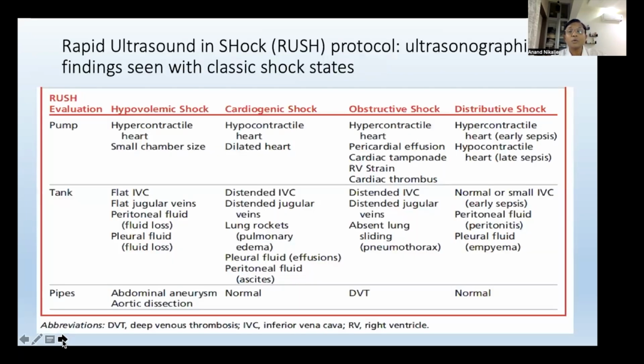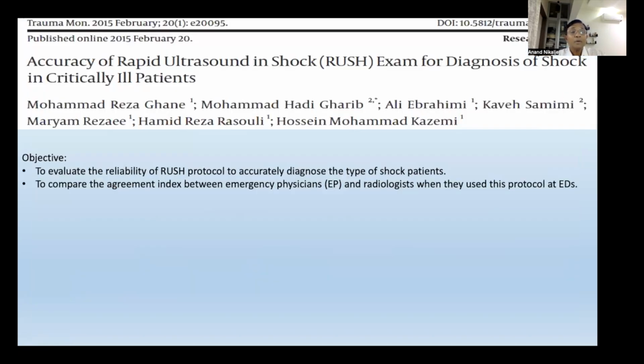So this RUSH protocol looks at the pump, whether it is a hypercontractile or hypocontractile heart; the tank, where we look at the IVC; and the pipes, where we look at an aneurysm or a DVT. And we can categorize the shock as hypovolemic, cardiogenic, obstructive, or distributive. This RUSH protocol has actually been studied in a paper published in the Trauma Journal in 2015.